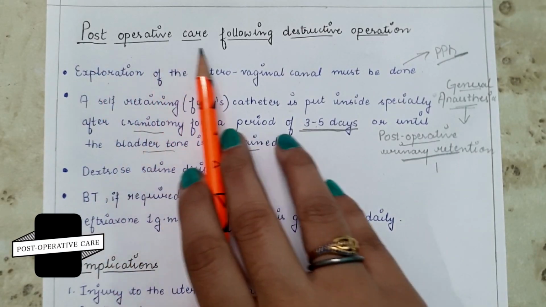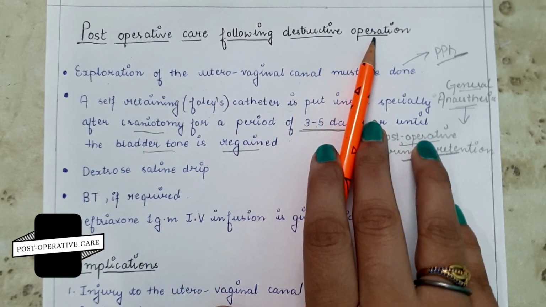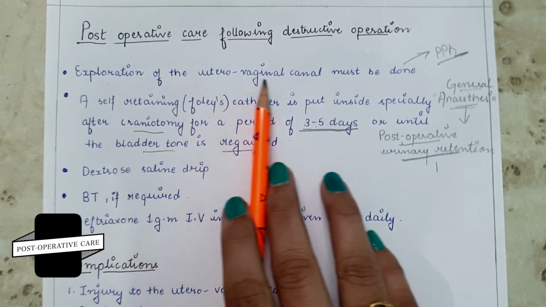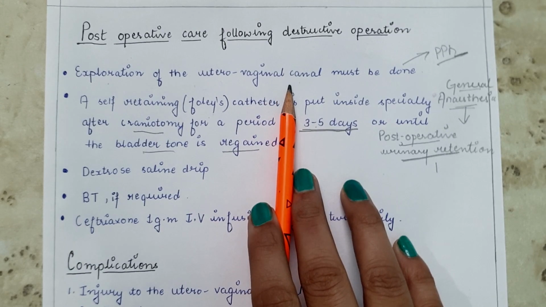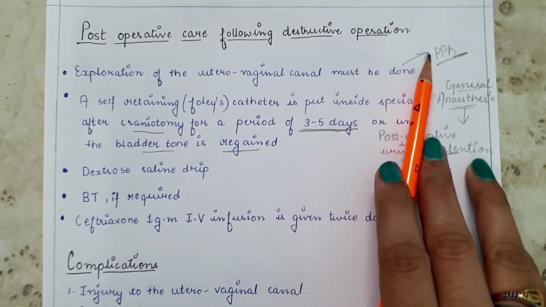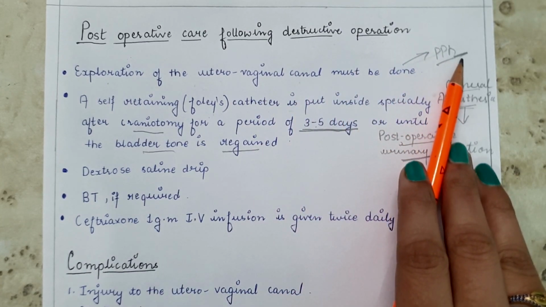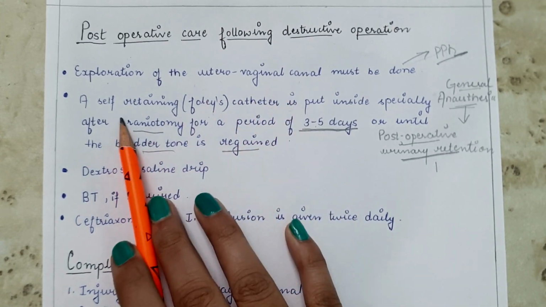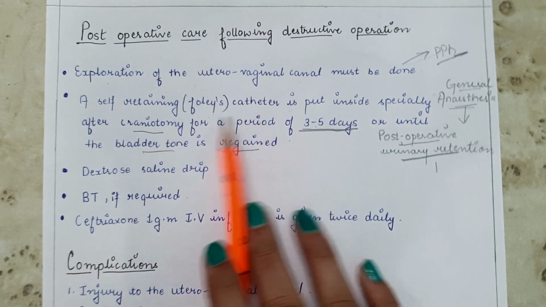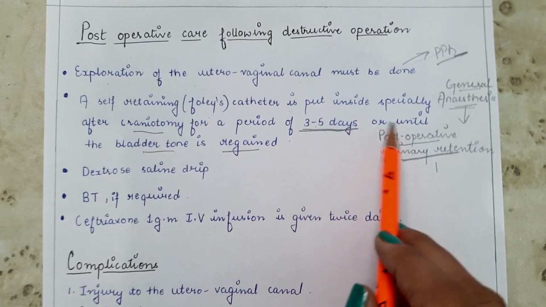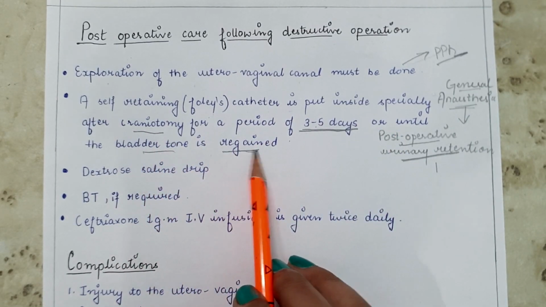Next is post-operative care after the destructive operations. So after performing the destructive operation, explore the uterovaginal canal in order to find out any left or retained products of conception inside the uterus, as it might lead to PPH, that is postpartum hemorrhage. So that's why exploration of the uterovaginal canal must be done. Next, catheterization should be done, especially after craniotomy, for a period of 3 to 5 days or until the bladder tone is regained.